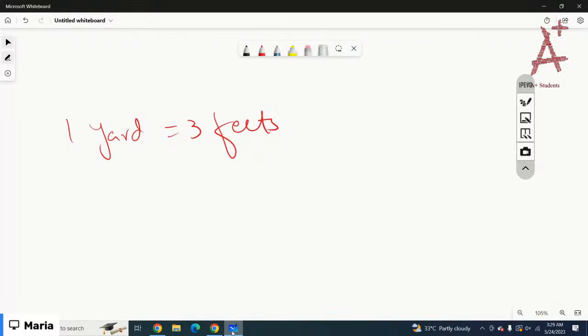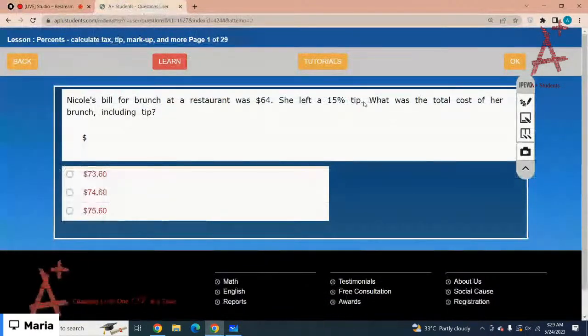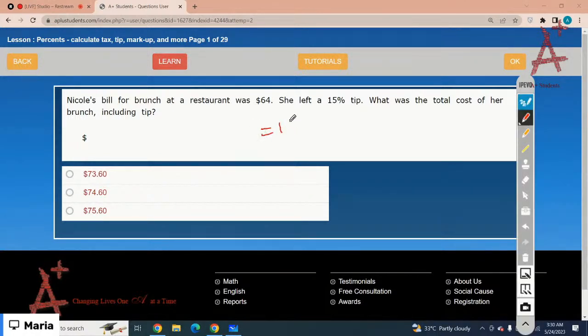Plus 25% means you have to add the 25% to the original cost. Like for this one, $64 is the price of the brunch and 15% tip. You have to add tip to 64. First, you have to calculate 15% of 64. That means you have to do 0.15 times 64. That would be 9.6. That means on $64, he has to pay 9.6 tip.